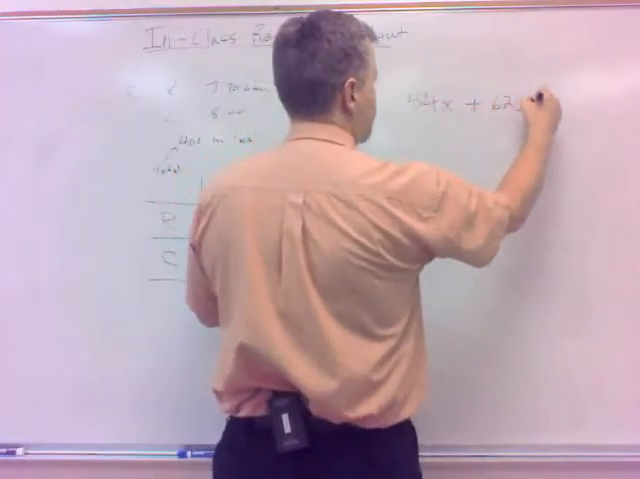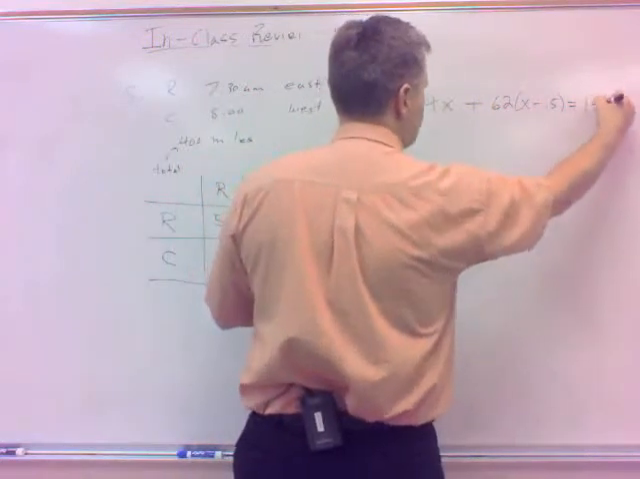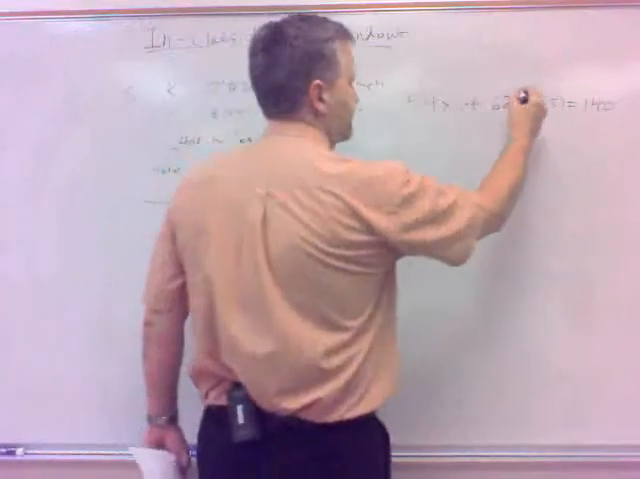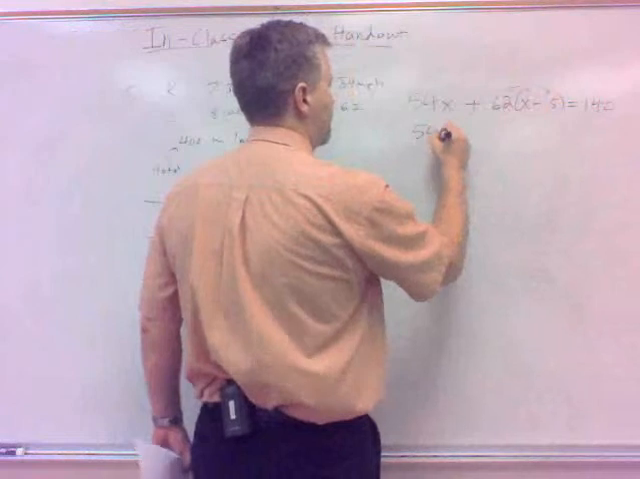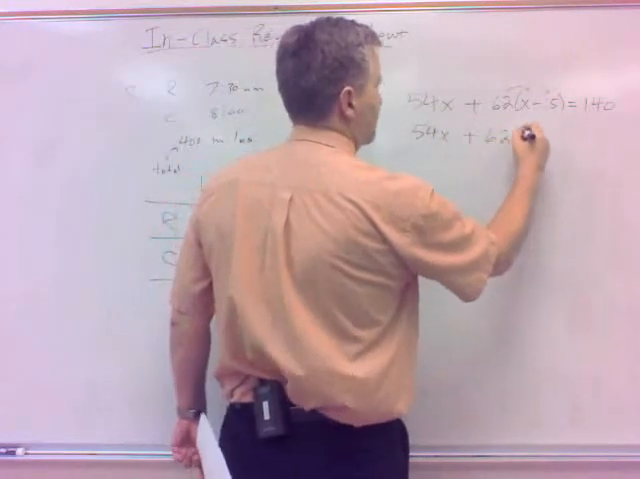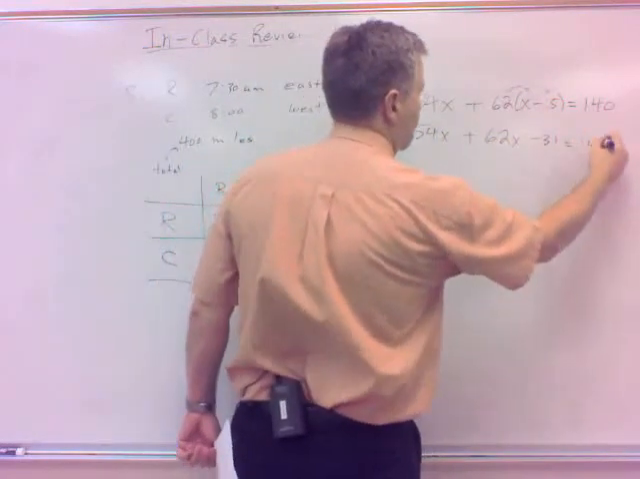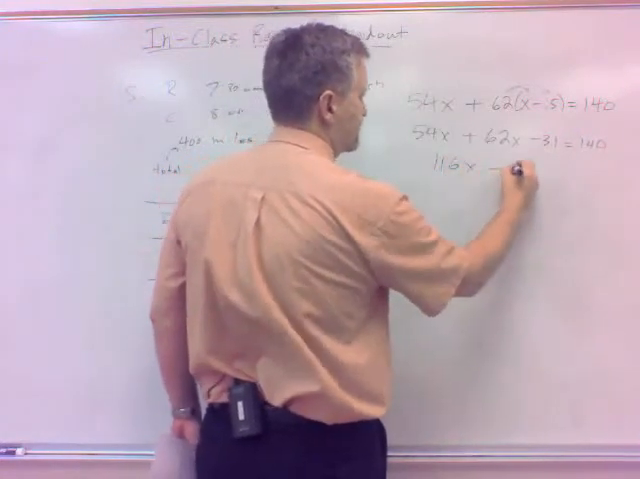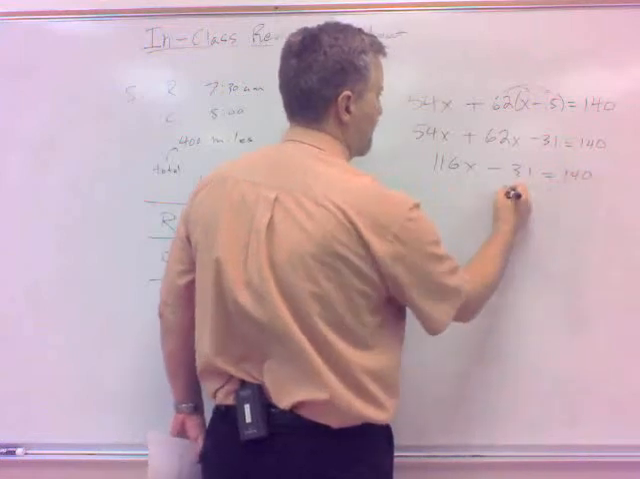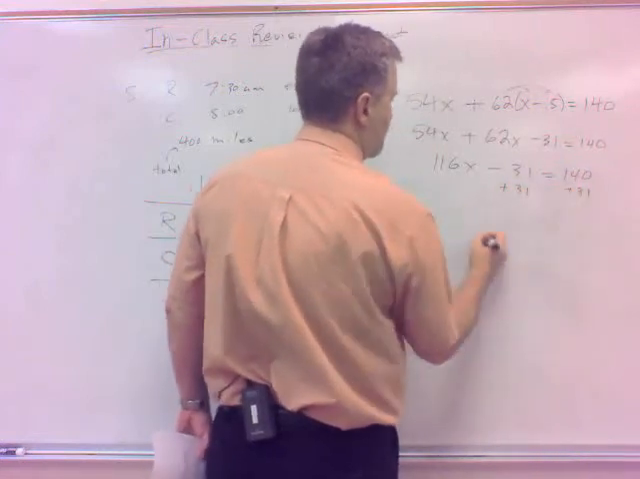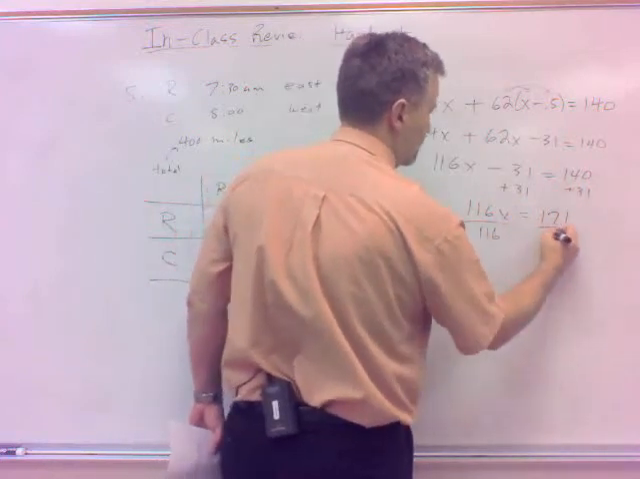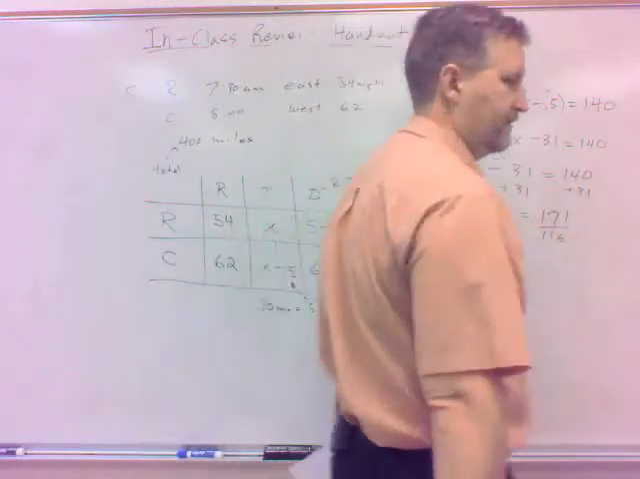54x plus 62 times x minus 0.5, that equals 140. With me on that? Okay, so let's distribute. 62, 54x plus, that'll be 62x minus 31 equals 140. 54x to 62x, that's 116x minus 31 equals 140. Add the 31. So 116x equals 171. Divide by 116. And you got it.